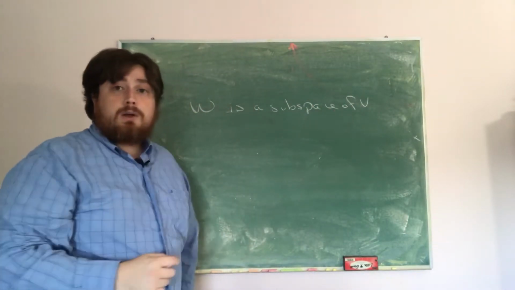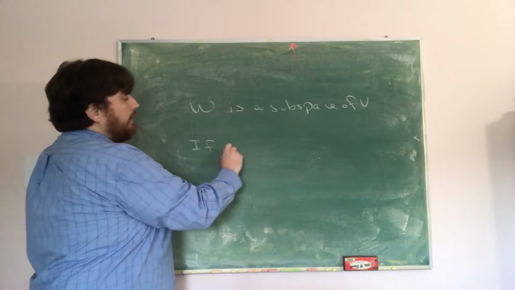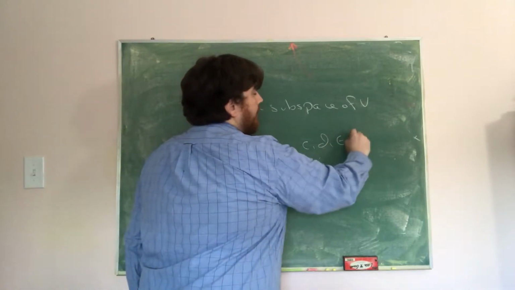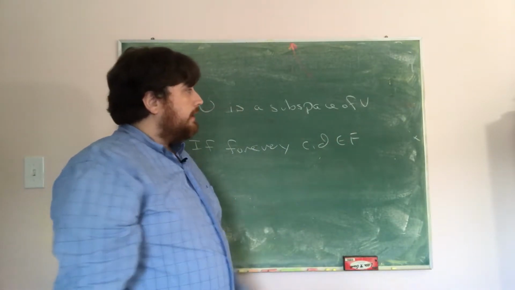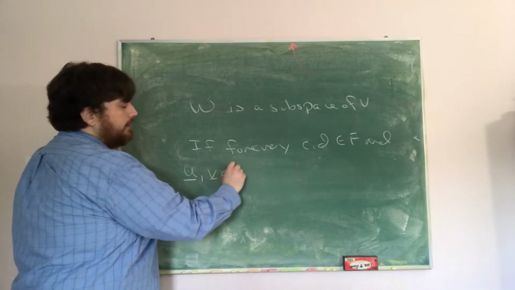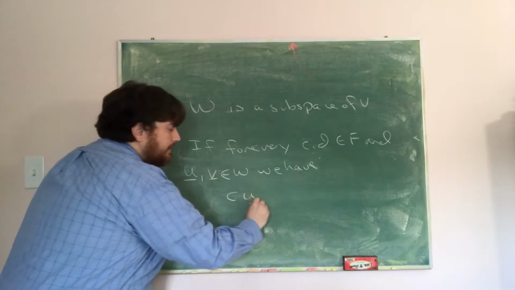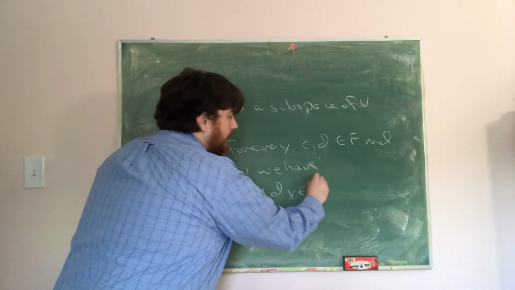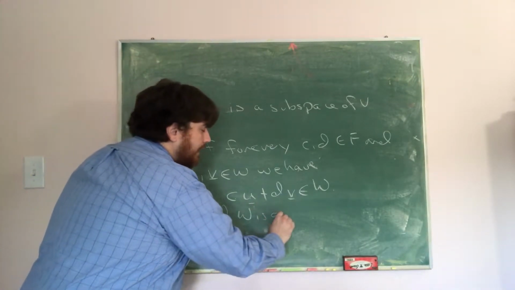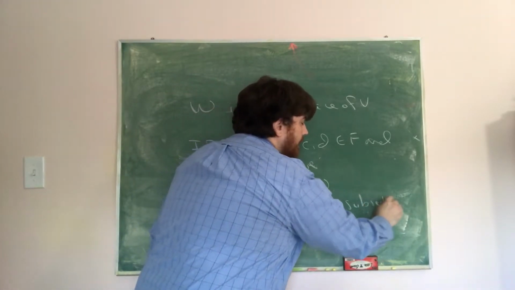That is, assuming that we already know V is a vector space, then W is a subspace of V if for every C and D in the field that we're over, which is generally the real numbers, and U and V vectors in W, we have that C times U plus D times V is again in W, and W is a non-empty subset of V.